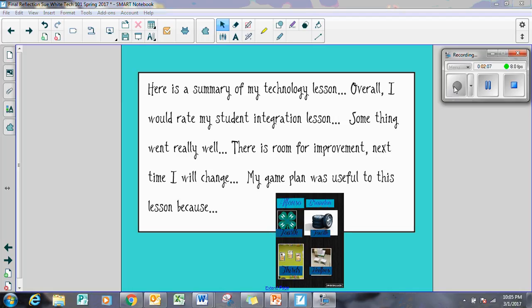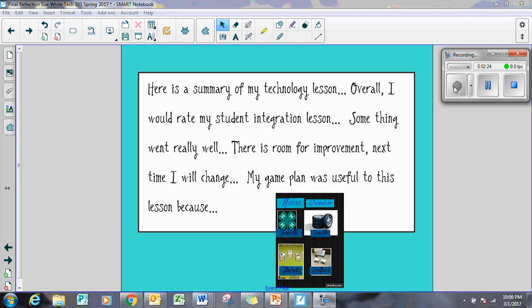There is room for improvement though. Next time, I would have partners share with another partnership to give feedback before having students save their work. I think this would have caught some little errors and would have corrected some misconceptions earlier in the lesson.